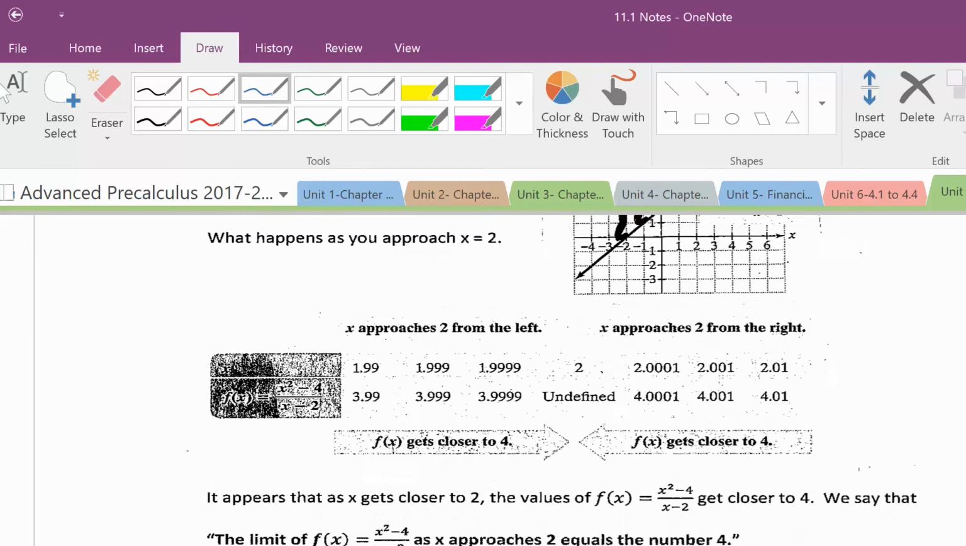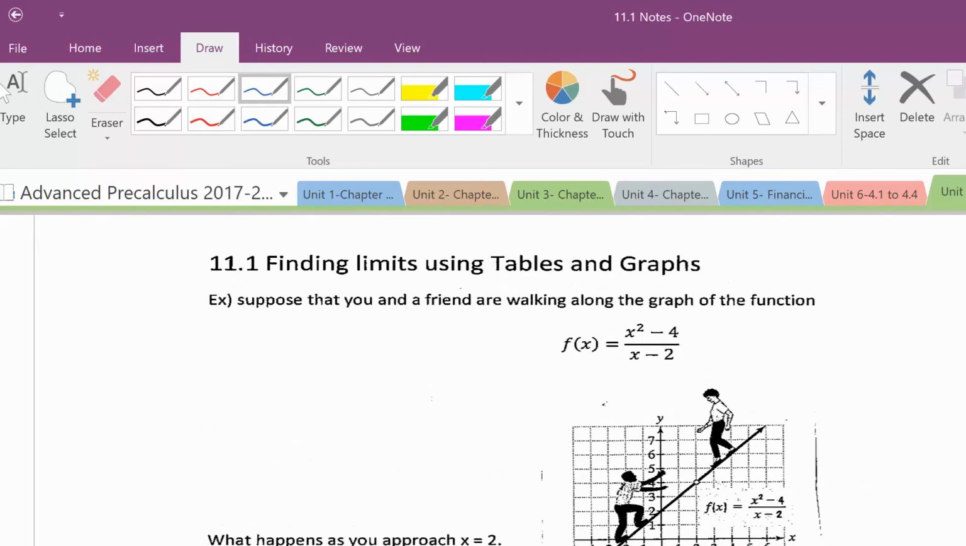Welcome to tonight's video on finding limits using tables and graphs. The concept of a limit.